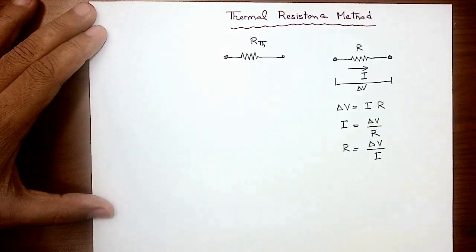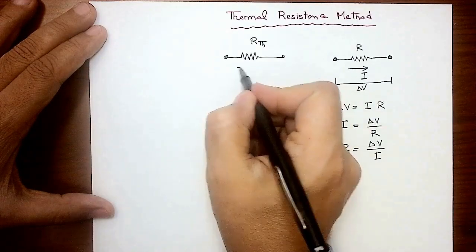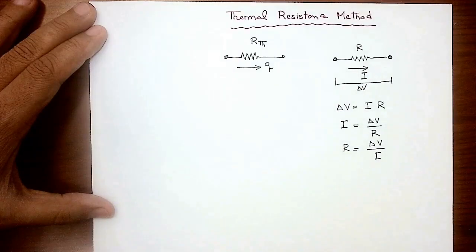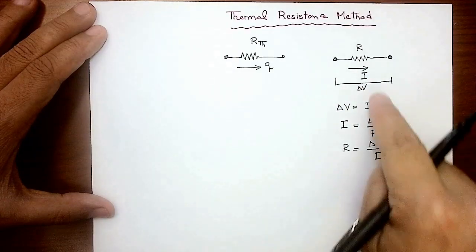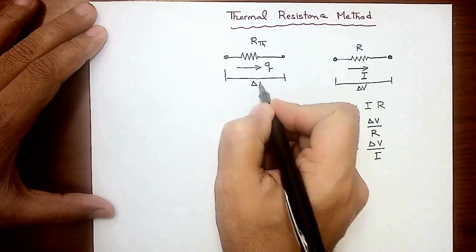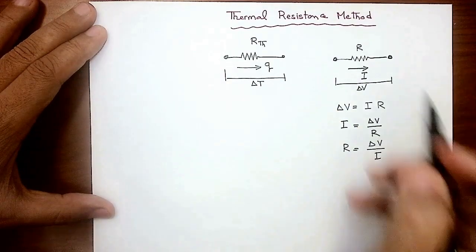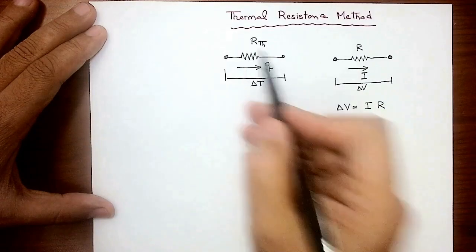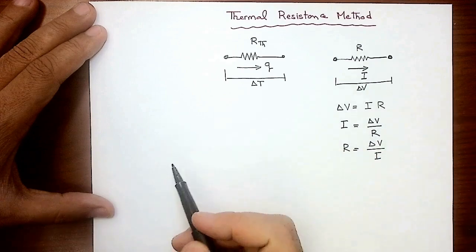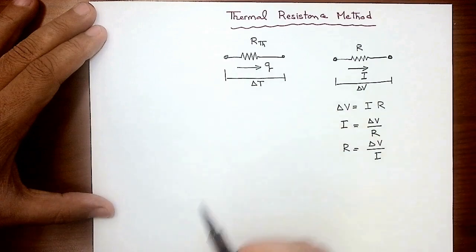The current that we drive through that thermal resistance is actually the heat transfer, which is Q instead of I. And the driving force is not going to be a potential difference. The driving force is going to be the temperature difference. So now R became R thermal, I became Q, and delta V became delta T. Now I can apply Ohm's law with my new symbols here.